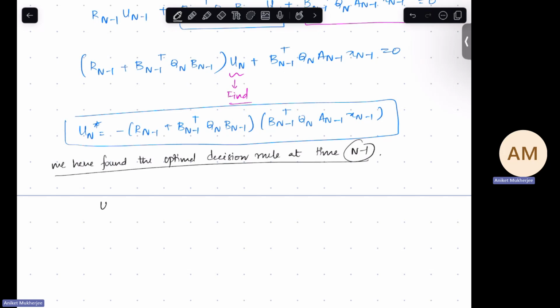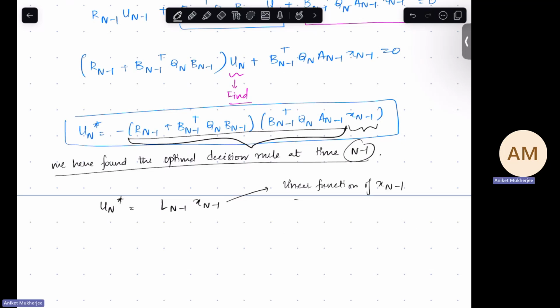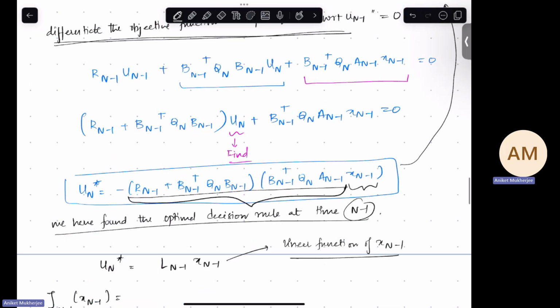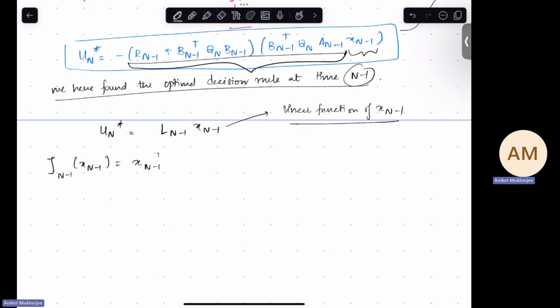And what we have seen is this optimal rule is of the form Ln minus 1 Xn minus 1, where the whole of this term is your Ln and you have Xn minus 1. So your control is a linear function of Xn minus 1, right? So if you want to find the cost that you have incurred, if you put this whole thing back and calculate the cost, then what you get is Xn minus 1 transpose Kn minus 1 Xn minus 1 plus expectation of Wn minus 1 transpose Qn Wn minus 1.